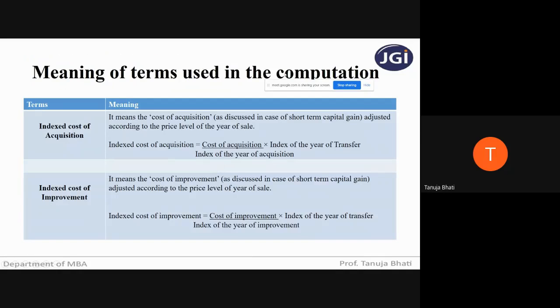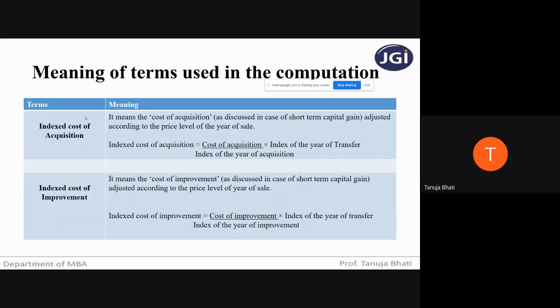Okay. Meaning of terms used in the computation in the earlier slide. We know what sales consideration is. It is the same as what we have seen in short-term capital gain. We have seen expenses on transfer, which is also the same as in short-term capital gain. Now, what is indexed cost of acquisition? Like I told you, it means the cost of acquisition as discussed in the case of short-term capital gain, that is cost of purchase, adjusted according to the price level of the year of sale. Meaning you are going to adjust the cost of purchase depending on the price level of the year that you are making the transfer or the sale.